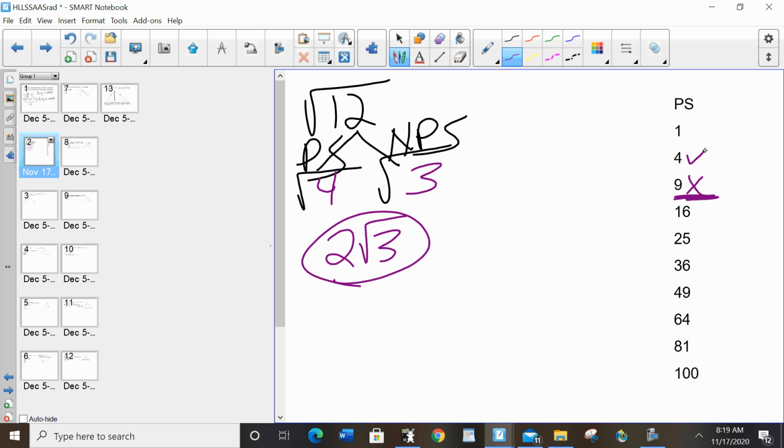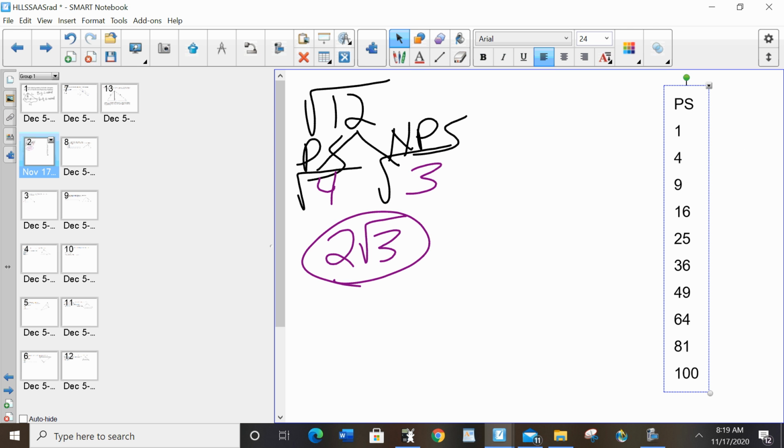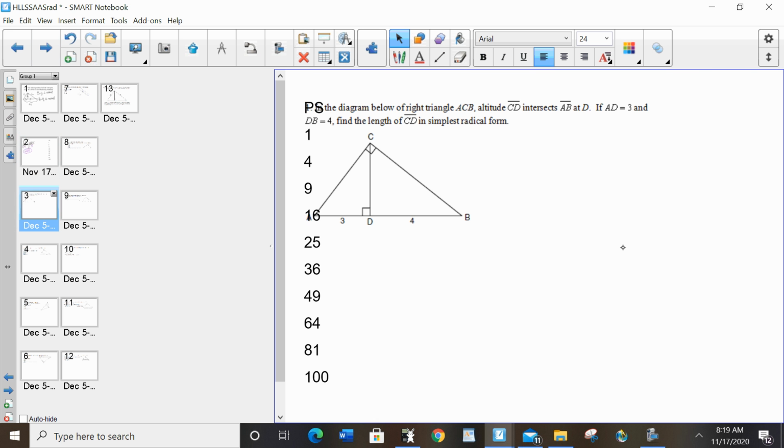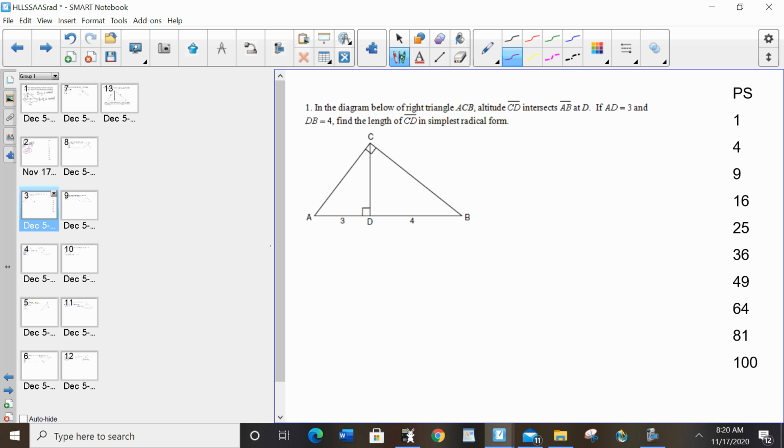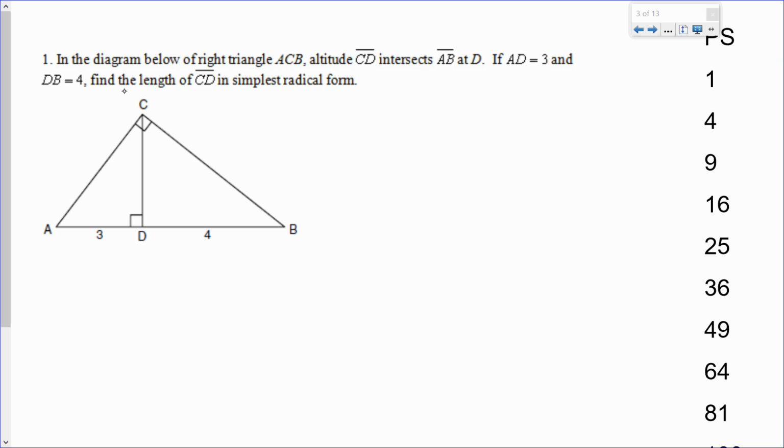So let me just copy and paste this perfect square list, because whenever we're reducing radicals, I want you to have that to refer to. And I see my HLLS picture, so it's a good idea whenever you see this picture to write HLLS, so at least we know what we're going to be doing. Again, it looks like a big hill. It has all the information in. It's asking for CD, so I'm going to put an X to what I'm trying to find.